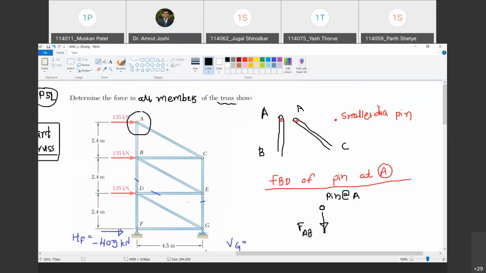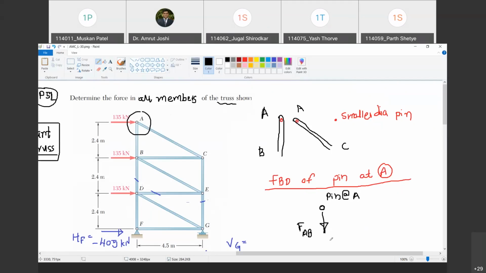Happy? Yes, sir. Now, tell me another thing. Member AC, if it has to be in tension, what should it do? It should also pull the pin. Yes, sir, but along its length. Do you agree with me? If you are not able to understand this, imagine that member AC is a rope and you are standing at C and pulling member AC. So it carries tension. What is the action that member AC is taking on the pin? It must be trying to pull the pin. Do you agree with me?